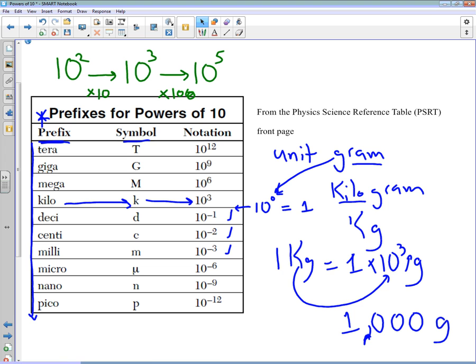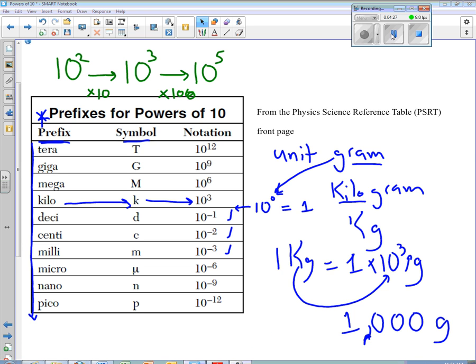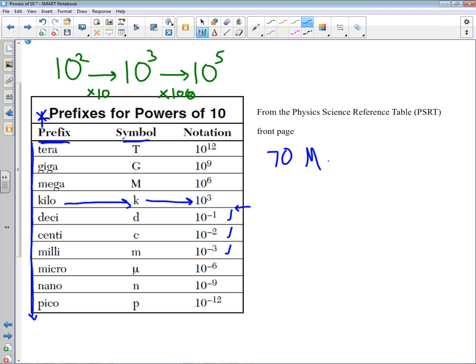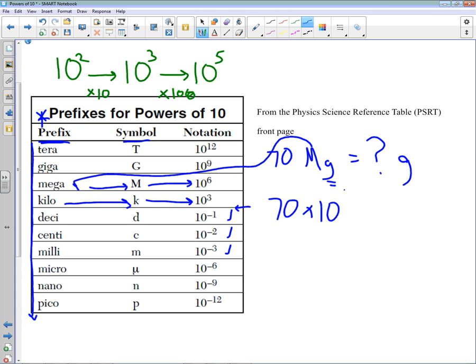Now we're going to try a few more of these just to take a peek and see what's going on. Ready for another example? Let's take 70 Mg. M, in this case, is standing for mega, and G is standing for grams. And I ask you, let's change that over to regular old grams. So how many grams is that? Well, mega, according to this, the symbol M, is 10 to the 6th. So that means the mega is actually standing for multiplying by 10 to the 6th grams.